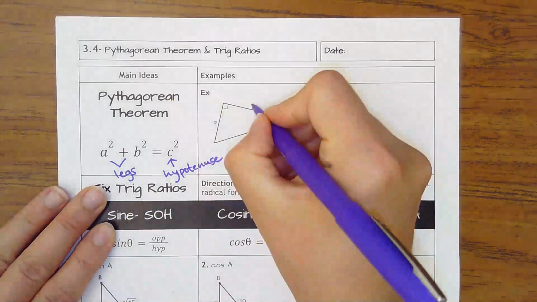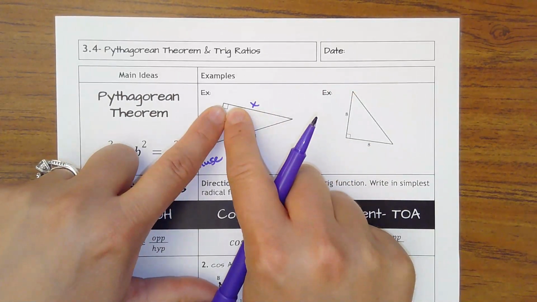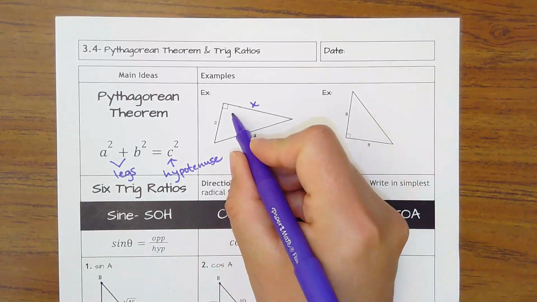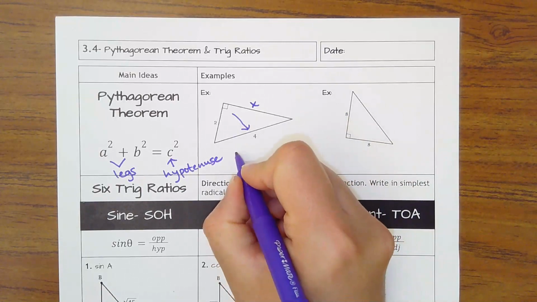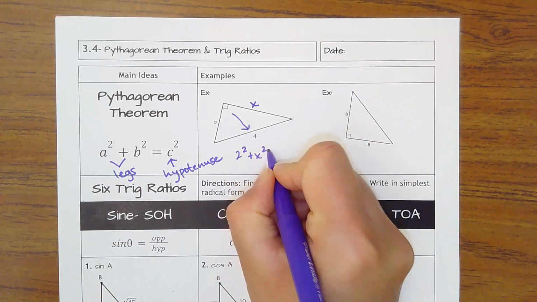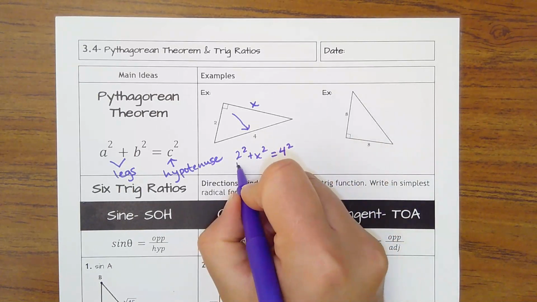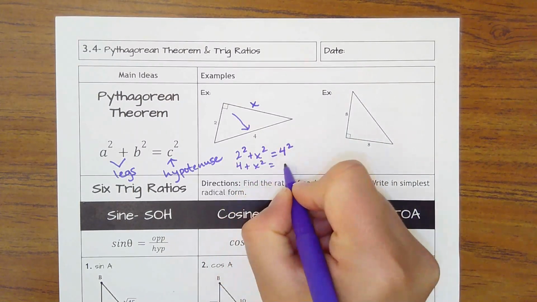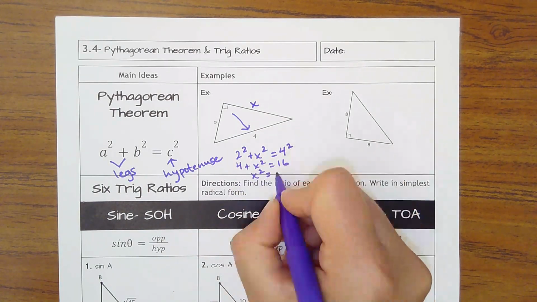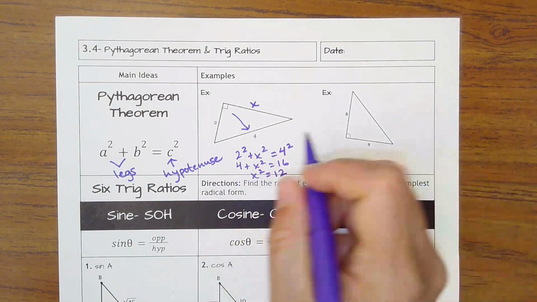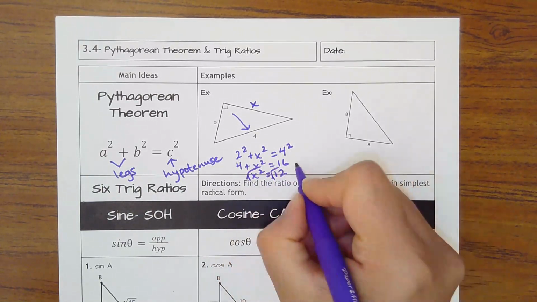So in this first example, I'm trying to find this missing leg, because the legs are the two sides that make up the 90. The hypotenuse is always across from the 90. So I would have 2 squared plus x squared equals 4 squared. That would be 4 plus x squared equals 16. Subtract the 4 from 16, and that would be 12. And then to get x alone, I would have to square root, and you need to simplify your radical.